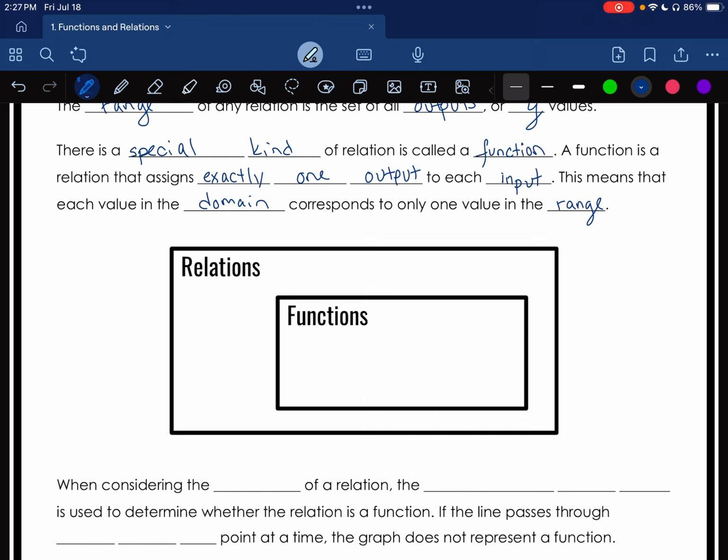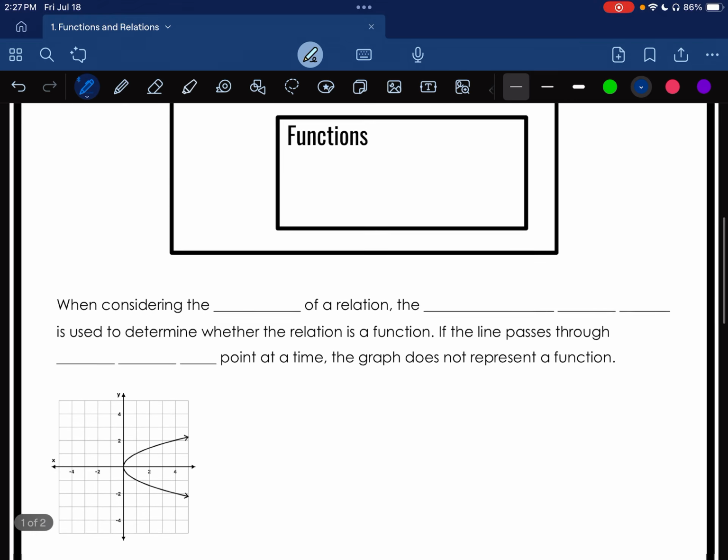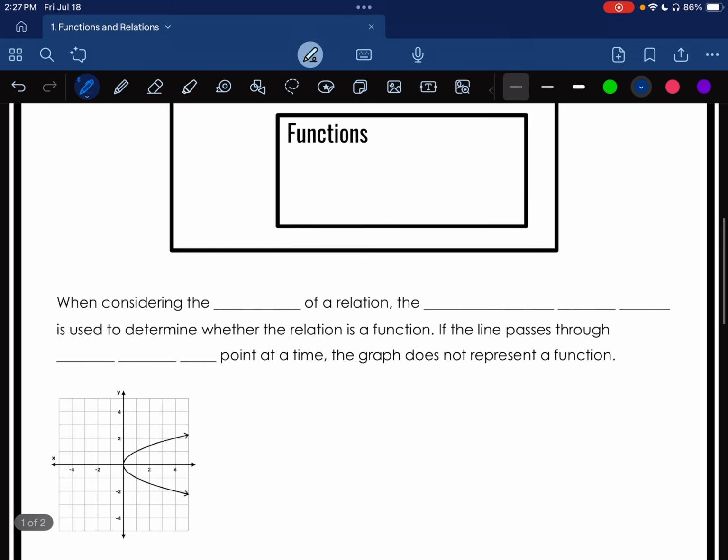So I have this little diagram for us here. Big box of relations, and then a smaller box for functions. And so functions are a subset, a certain kind of relation. Kind of like a square is a special kind of rectangle. All right, so what does this look like in, say, a graph when we're in the coordinate plane?